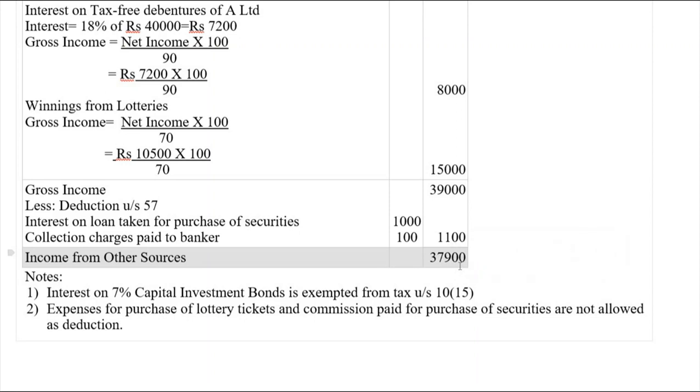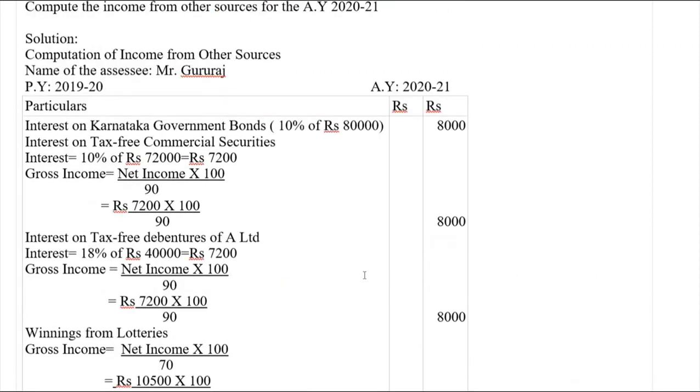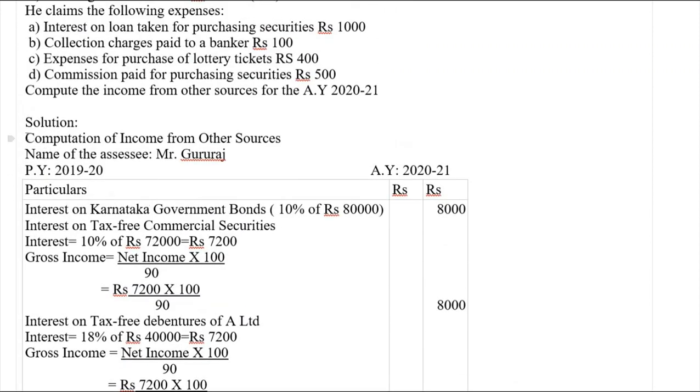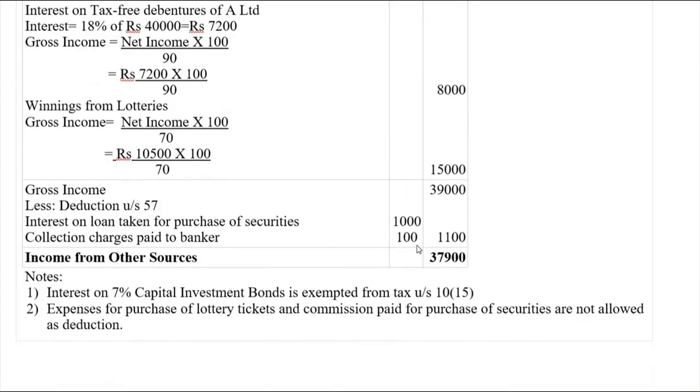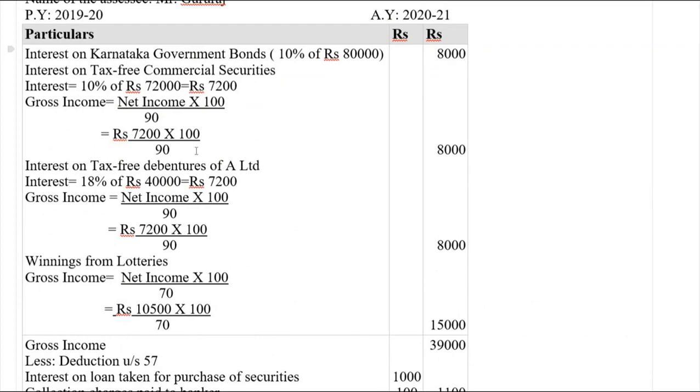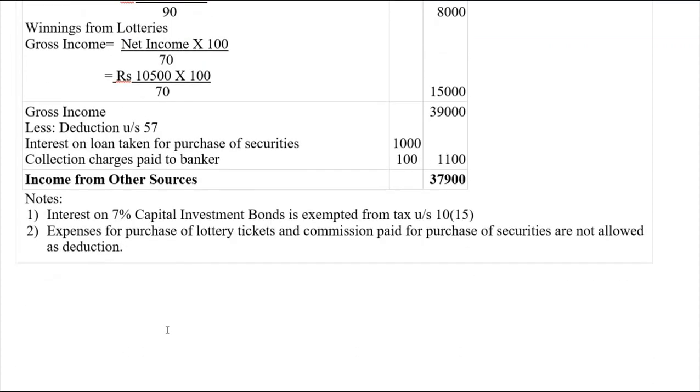So this is how we need to calculate the answer. Let me make it bold so that it will be more clear. This is a very simple problem. Whenever you find the term tax-free, compulsorily it is to be grossed up. If the amount of investment is given, first you should find out the income, then you need to gross up. So thank you.